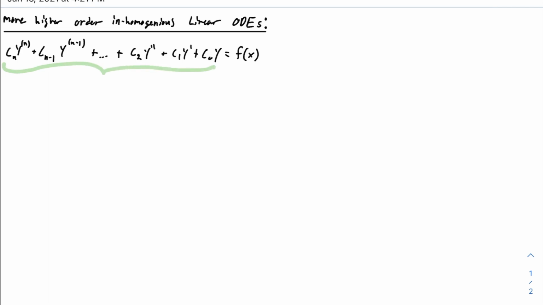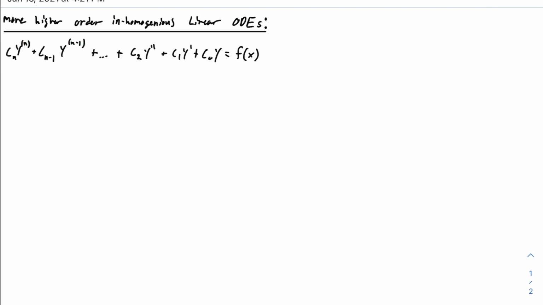As we can see, the n and the n minus 1 denote how many derivatives we're taking, and then the c_{n-1}, all the way up to the c1 and c0 are all just constants. And then we have an inhomogeneous part over on this side. So that is what we're going to be covering today.